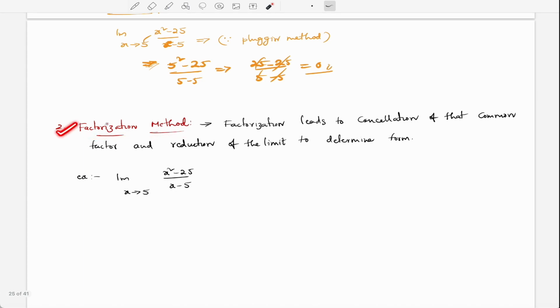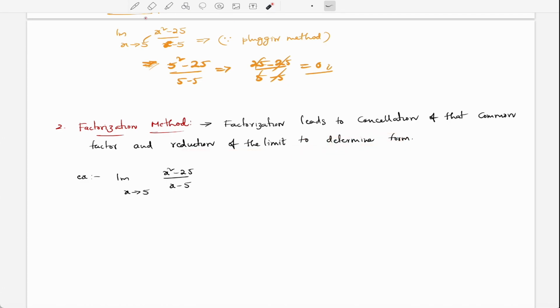And the second one is the factorization method. By the word we can understand the factorization. The factorization leads to cancellation of the common factor and reduction of the limit to a determined form. So what is the factorization method? You may ask how we find it. I have given the definition here. The factorization leads to the cancellation of the common factor, so we just cancel out some of the common factors to find our output, and the reduction of the limit to the determined form.